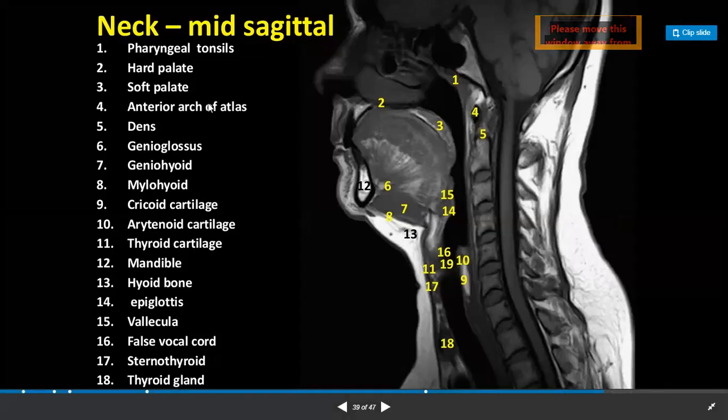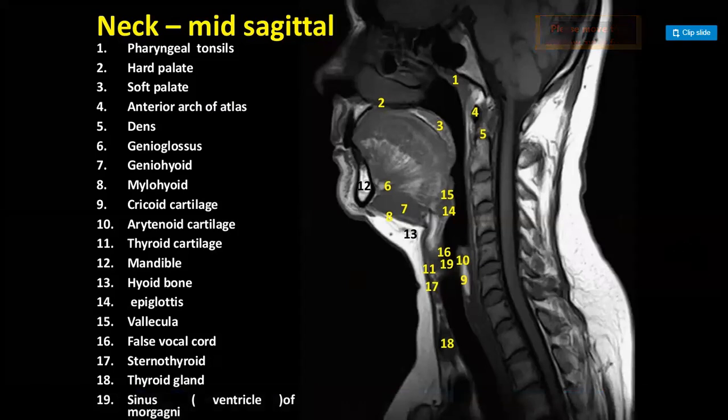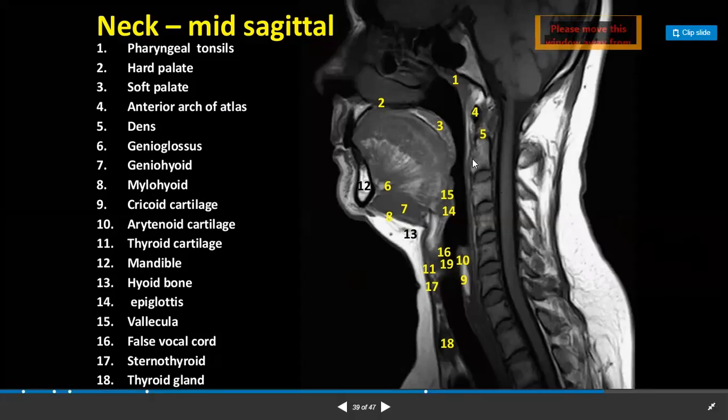So here we have a mid-sagittal section of the head and neck region. Okay. So in the head and neck region, what are we finding? Of course, we do not have this MRI with us, but still, I have kept this just to educate you. Like we have at this point the pharyngeal tonsil. This is the hard palate. Behind, we know this is the soft palate. Okay. Then we are finding this fourth area is the anterior arch of atlas, and this point is showing us the dens.